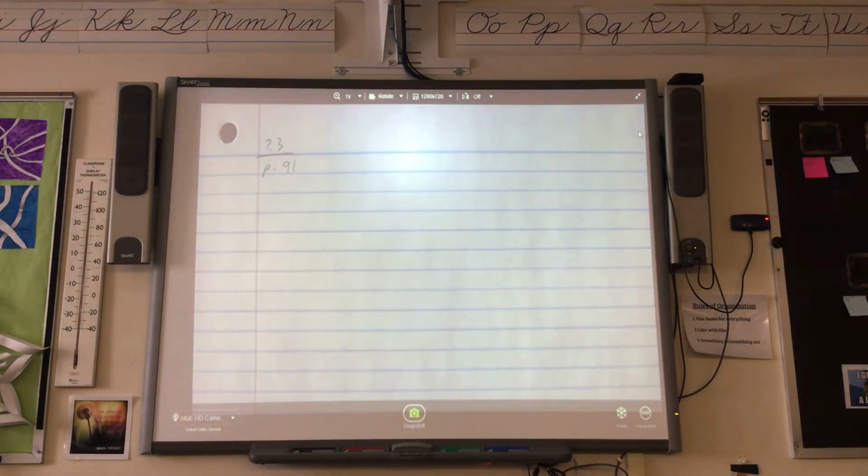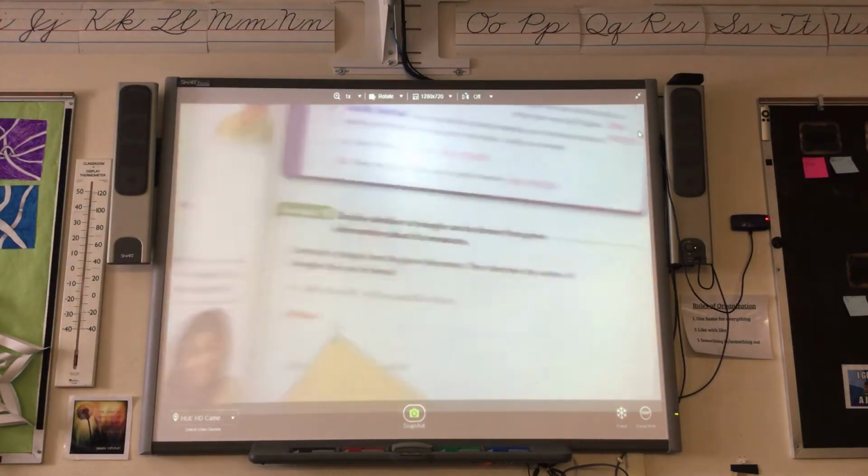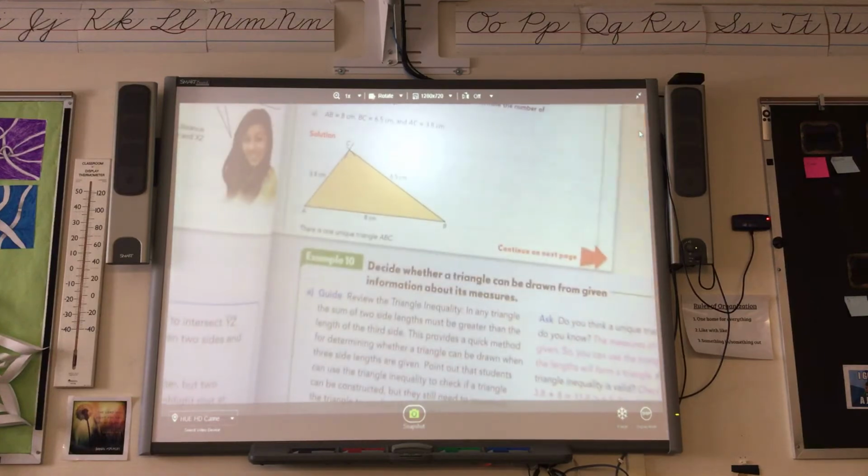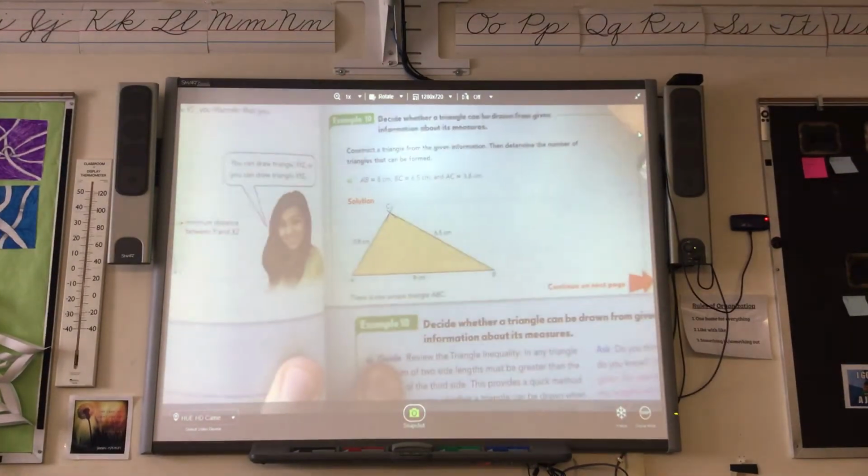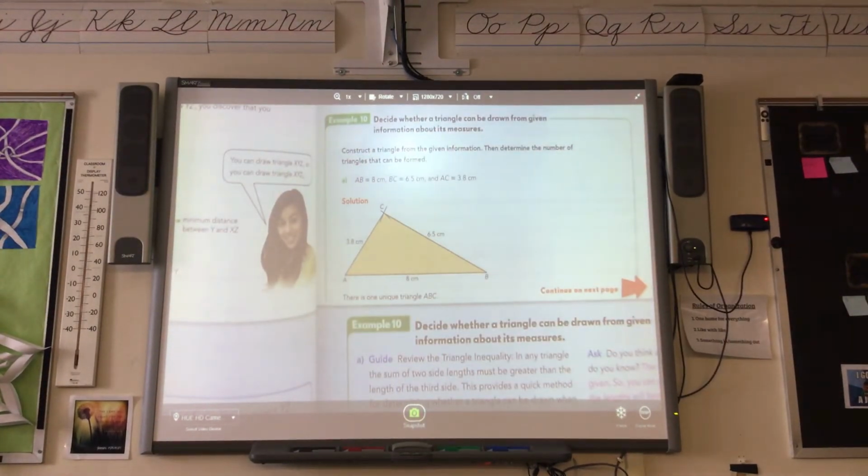So on the bottom of page 91, example 10 says, determine whether a triangle can be drawn from the given information about its measures. Construct a triangle given the information, then determine the number of triangles that can be formed. So first, construct a triangle from the given information. So, AB, BC, and AC. We know it's going to be ABC. You have to imagine these things without knowing these.